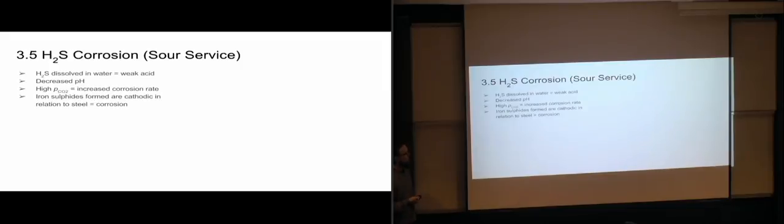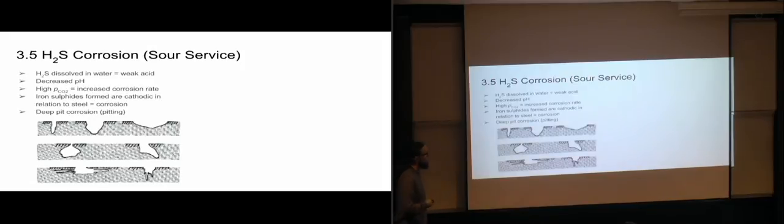So iron sulfides are formed. The iron sulfides formed are cathodic to the steel, so then we get corrosion. Parts of the iron will react with the sulfide in the hydrogen sulfide, and they are going to create small crystals, and these crystals are acting as cathodes in relation to the steel in our material, which means that the steel is going to become the sacrificial anode, basically, so it's going to start corroding. And this also causes deep pit corrosion, or pitting. So we get the same illustration here for it.